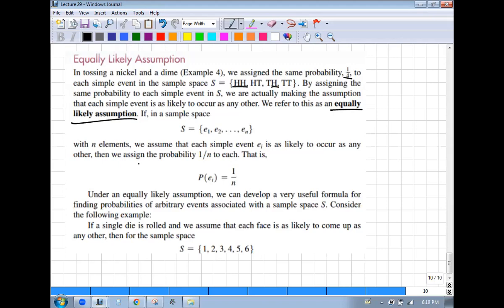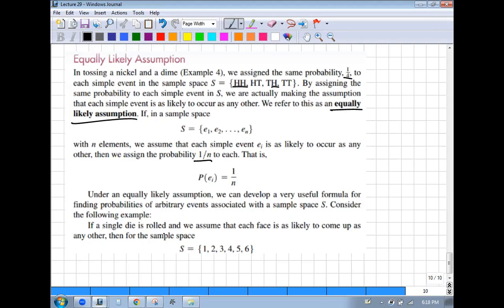So in a sample space with n elements, we assume that each simple event is as likely to occur as any other. We assign the probability of 1 over n to each. So there's 4 possibilities. You have 1 over 4 as the probability for each event. All right, so under an equally likely assumption, we can develop a very useful formula for finding probabilities of arbitrary events associated with a sample space.